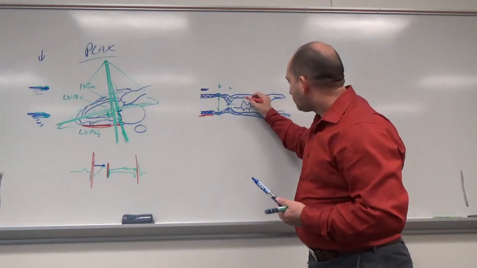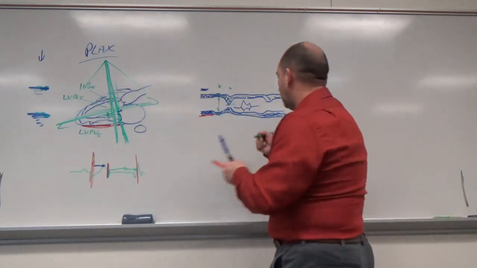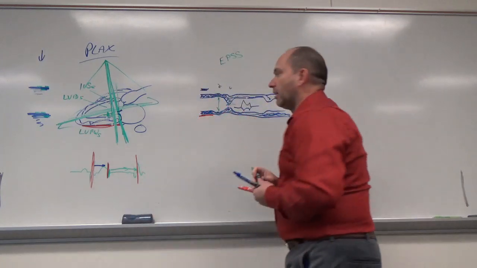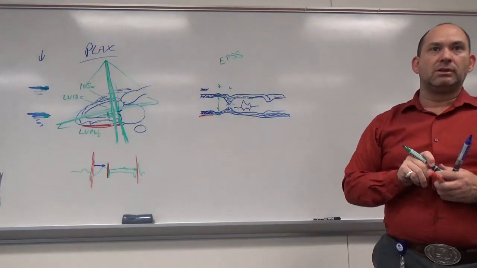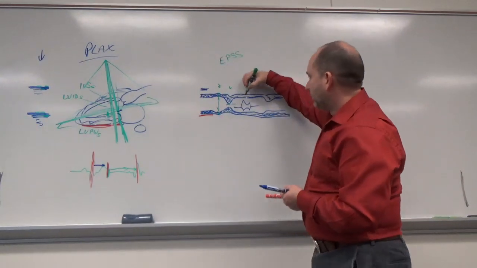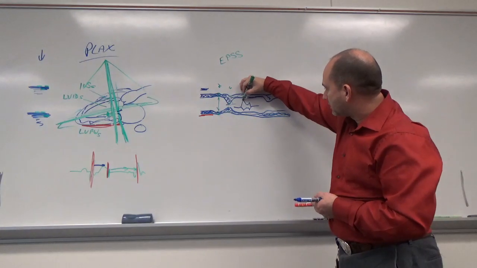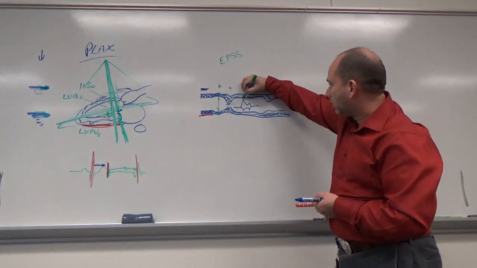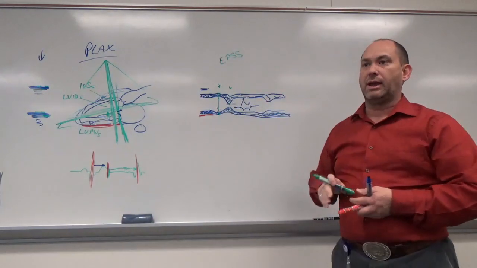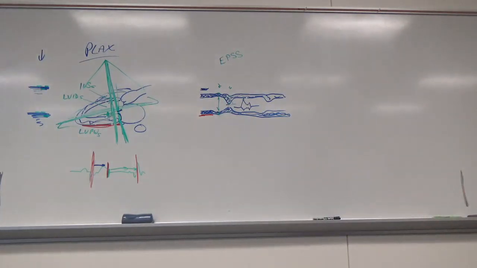But then we're going to measure on this what's called the EPSS. That stands for E point septal separation. What does that mean? It takes the point of my E wave right here, I put a caliper on that, and I put a caliper on the septal wall, and I'm looking at the distance between them. That needs to be less than 7 millimeters.